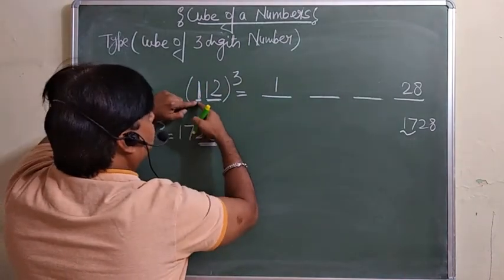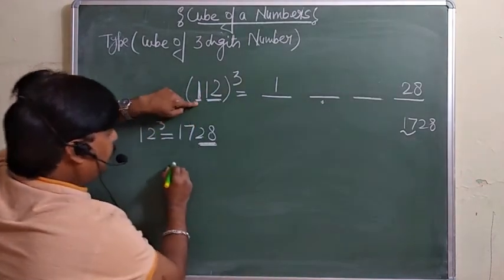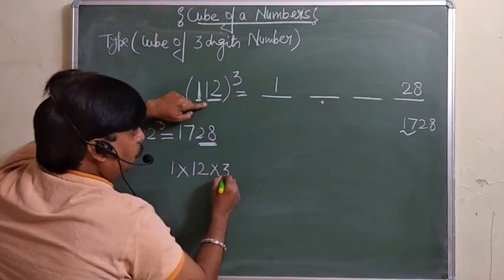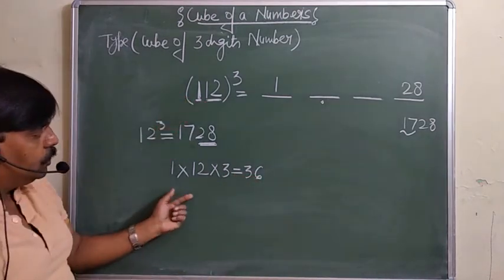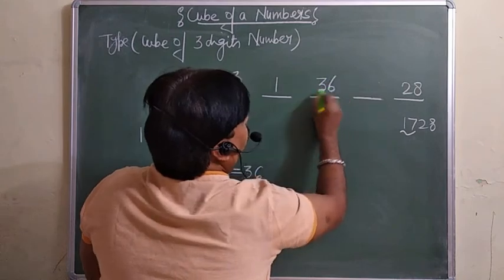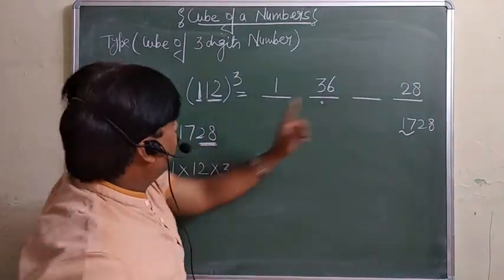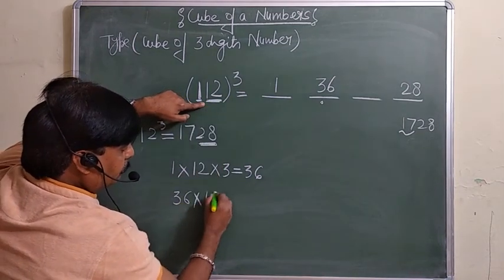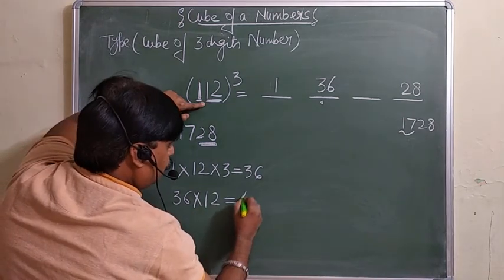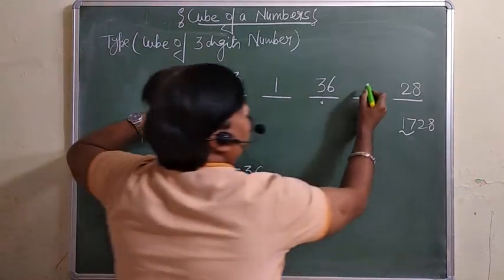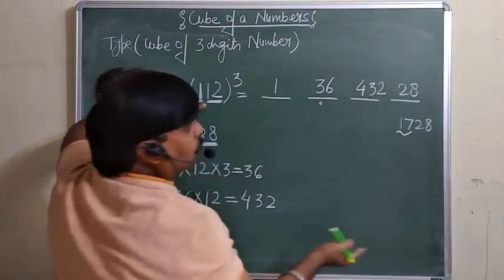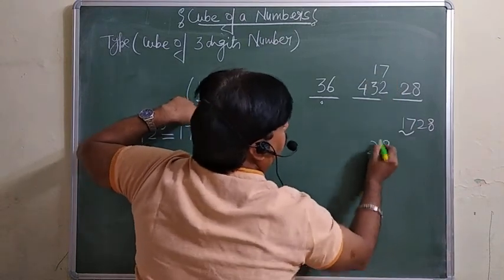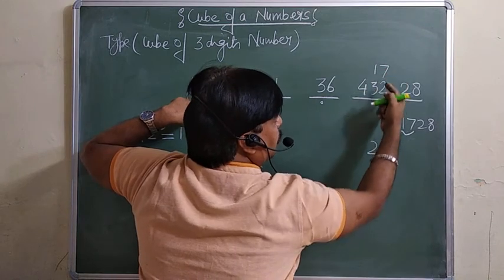Now, same method: for this one, the digit 1 into the last 2 digits 12 into exponent 3. So this is 36. So this 36 will be here. Now next, this number will be this 36 multiplied by these two digits, 36 into 12. So this is 4, 3, 2. So your number will be 28 here. This 17 we will add here. So 28 here, 2 digits we will add this one. So 7 and 8, 9.